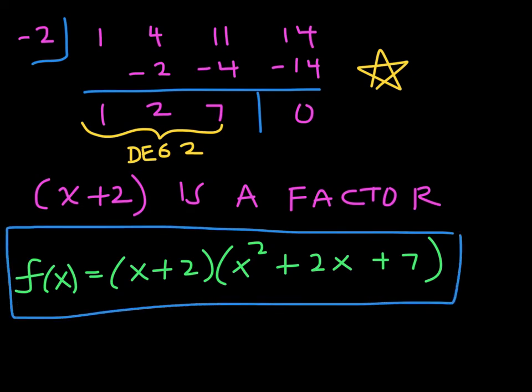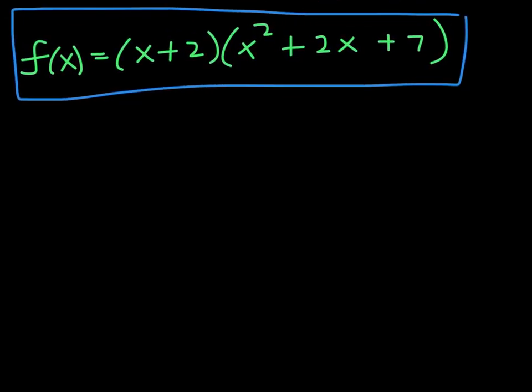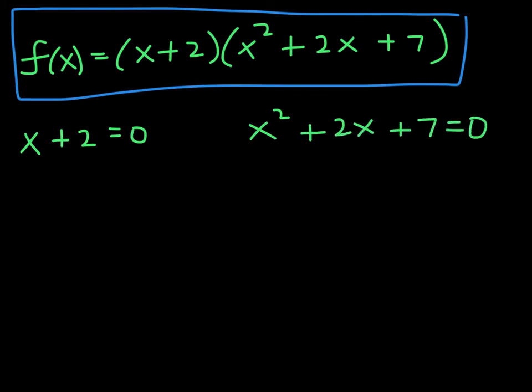Now, to find the zeros, what you will do now is set each of these factors equal to 0 and then solve. Now, this second factor here, this trinomial factor, x squared plus 2x plus 7, does not factor, so we'll use the quadratic formula. Here, we'll subtract 2 from both sides and get x is equal to -2. All right, so there's one of your zeros.